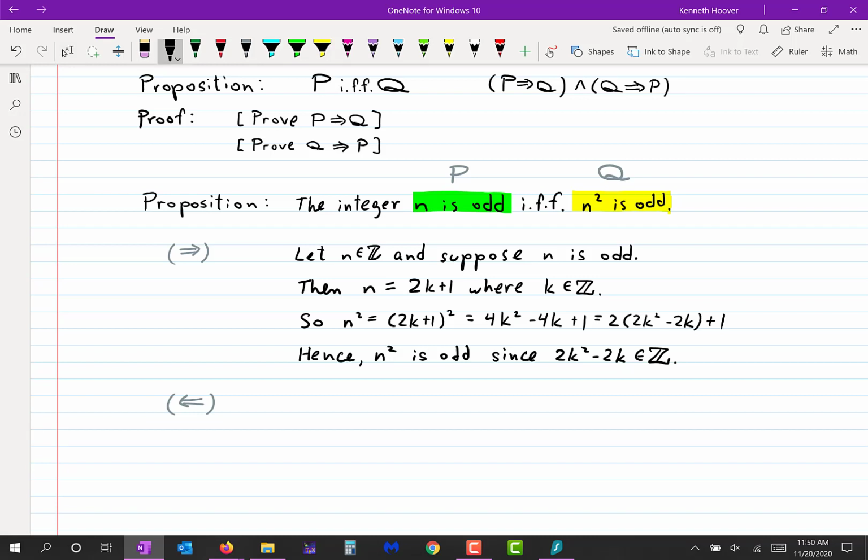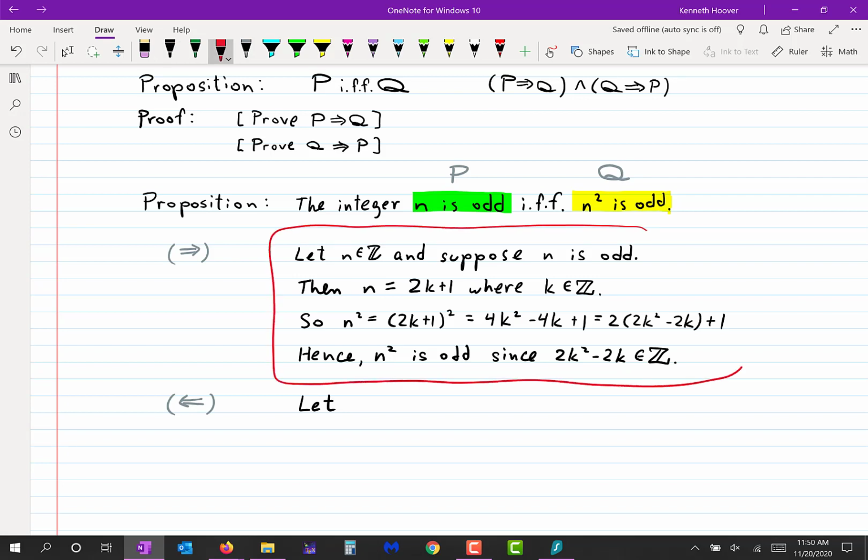Okay, so I would say let... what should I say? I don't want to just say let n squared be odd, because this is important. This is a complete proof by itself. It's not a proof of P if and only if Q, but what I circled in red is a complete proof of P implies Q. It's a sub-proof within our larger proof. It has ended.